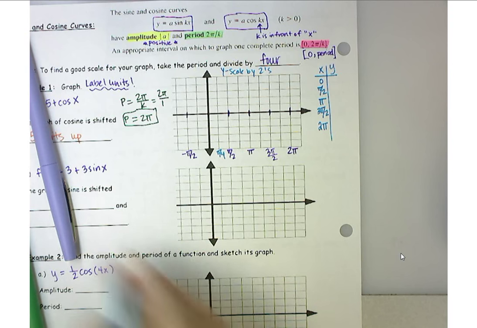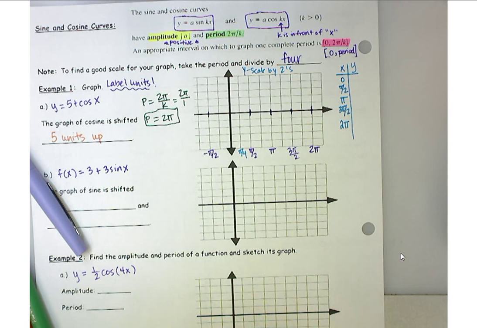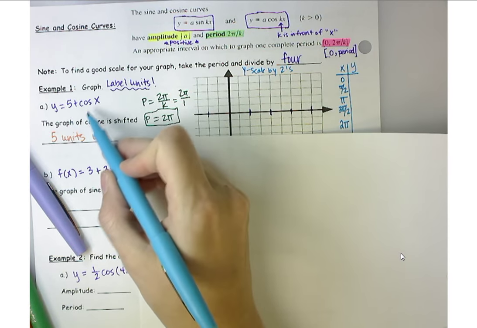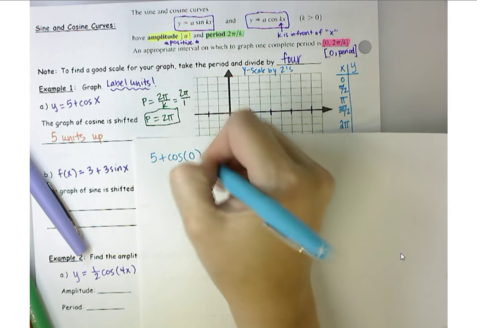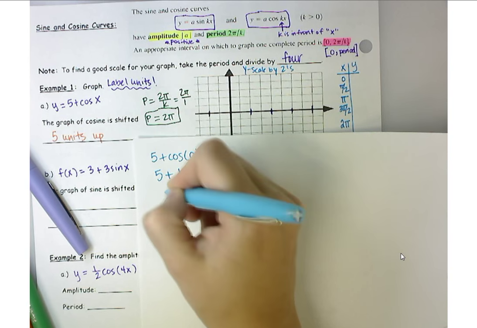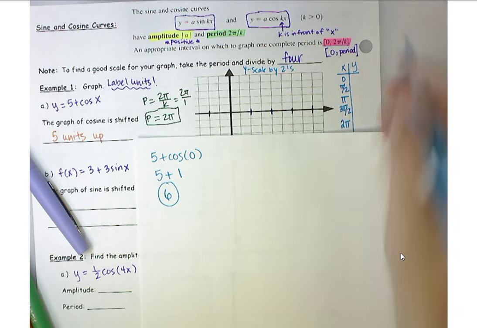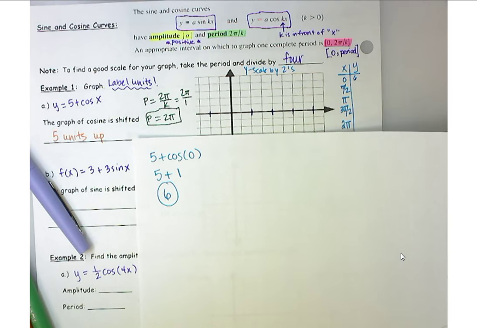Okay, so this is how you can rationalize through it. If you plugged in 0, this is what you would be doing. If I plugged in 0 into my function, I would have 5 plus the cosine of 0. What's the cosine of 0? 1. So I'd have 5 plus 1, which is going to be 6. Okay, so at 0, I know I'm at 6. Do you have any questions on that part? To plug in 0 and get out 6?